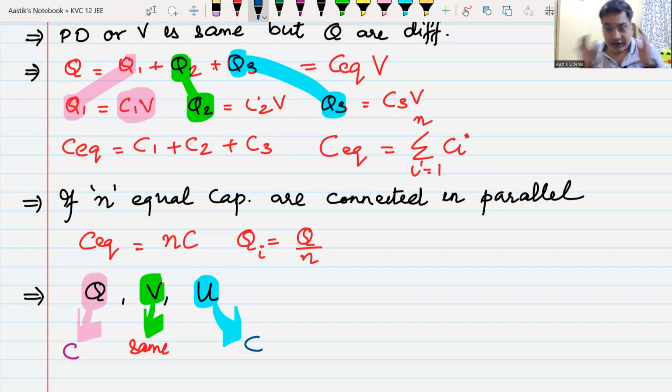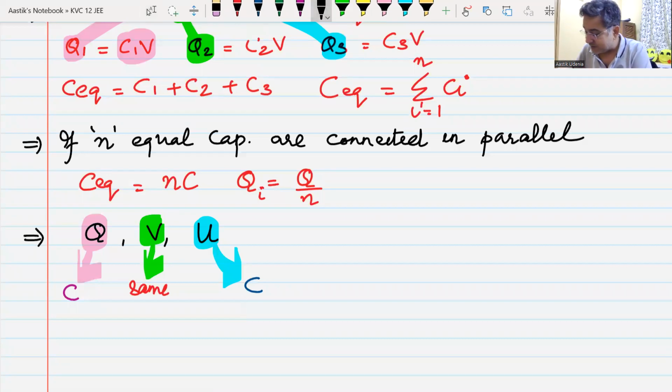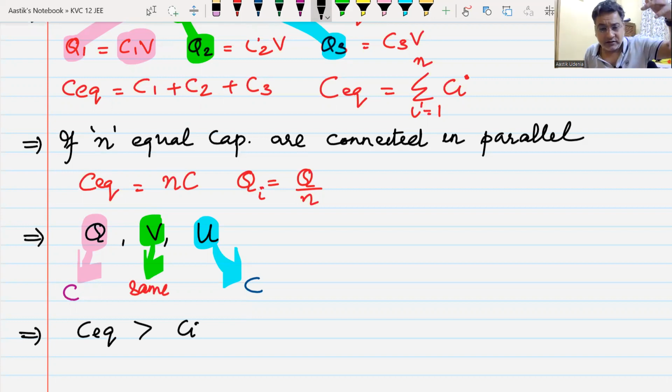Understood, sir. Now, whenever we are adding capacitors in parallel, the equivalent capacitor will always be greater than any one of these. It looks like the reverse of the series connection. So they will just get added up, right? On similar lines, C equivalent will be greater than Ci, any of the capacitances. So, if you want to increase the capacitance, add them in parallel. If you want to decrease the capacitance, add them in series.